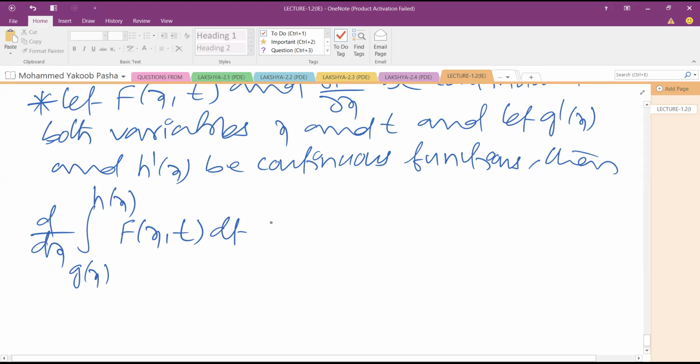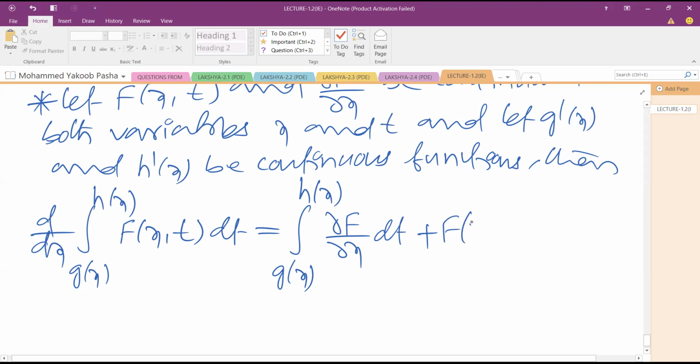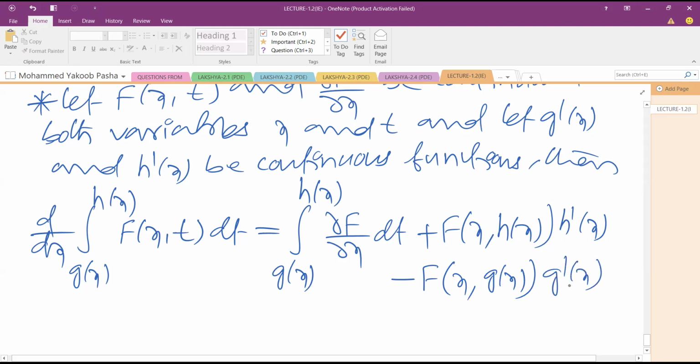That formula is: integral, lower limit g of x, upper limit h of x, dou f by dou x into dt, plus f of x comma upper limit h of x, that is, in place of t we are writing the upper limit, and differentiating the upper limit, h dash of x, minus f of x comma lower limit g of x, and differentiating the lower limit, g dash of x.